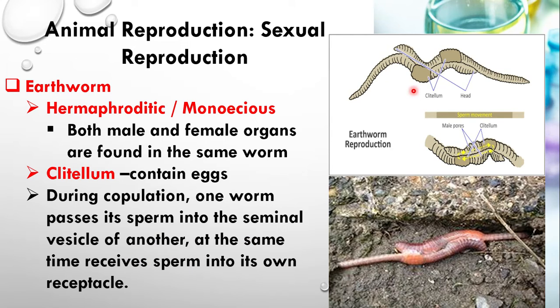Meaning when two worms copulate, both will become pregnant, because they both have male and female reproductive parts. So meaning there is no male or female, they are all both male and female. That means when they copulate or undergo sexual reproduction, both worms will become pregnant.